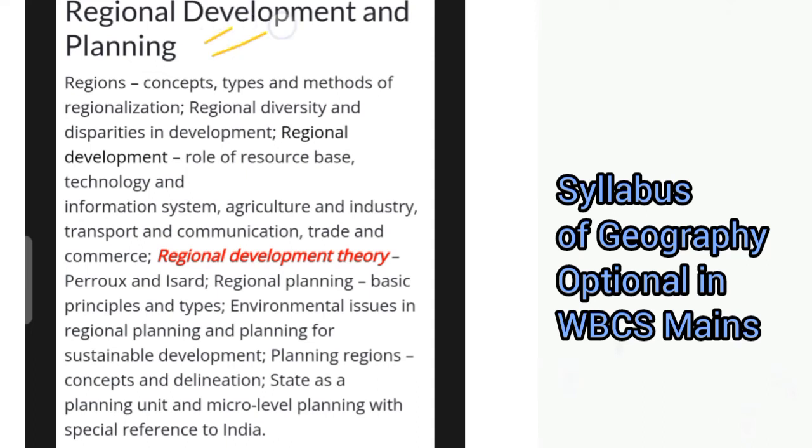Then we are coming to the last portion of paper 1, that is regional development and planning, which includes regions, their concepts, types, methods and methods of regionalization, then regional diversity and disparities in development, then regional development including the role of resource base, technology and information system, agriculture and industry, transport and communication, trade and commerce, regional development theory, Perroux and Friedmann, regional planning, basic principles and types, environmental issues in regional planning and planning for sustainable development, planning regions, concepts and delineation, then state as a planning unit and micro level planning with special reference to India.